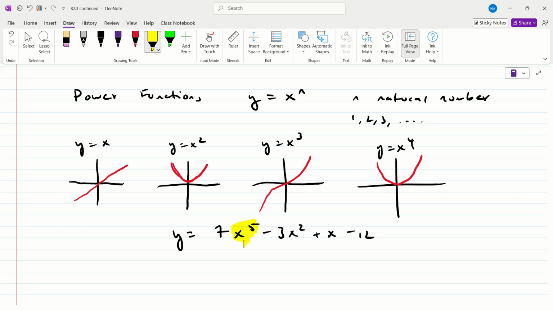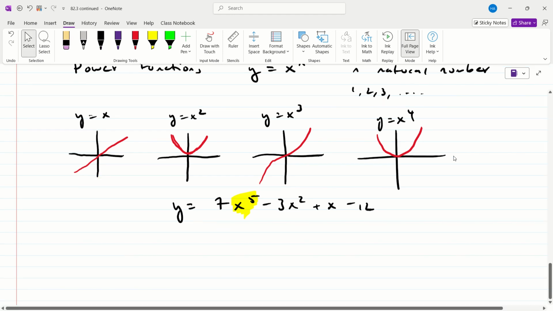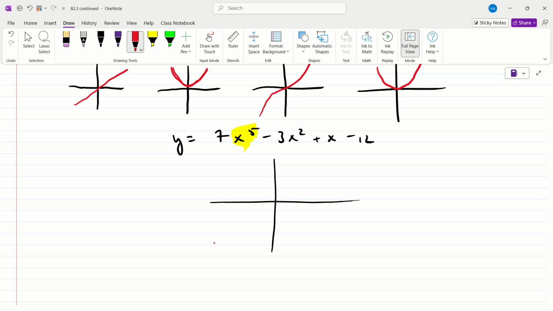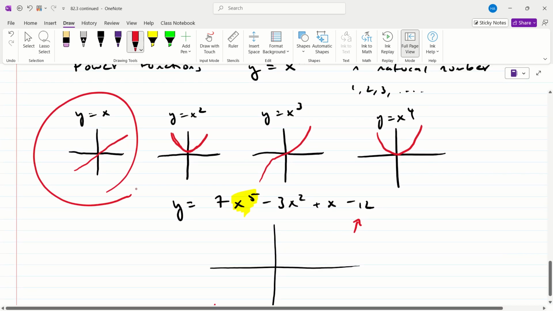Since this is x to the fifth, that power is odd, so I know that it's going to have the end characteristics of these odd power functions. So I know that for this graph, on the far left-hand side, this graph is going to go down to negative infinity, and on the far right-hand side, this graph is going to go up to positive infinity, in the same way that x to the first power and x to the third power had those characteristics.